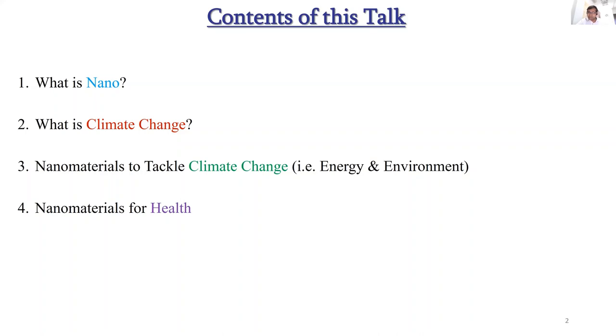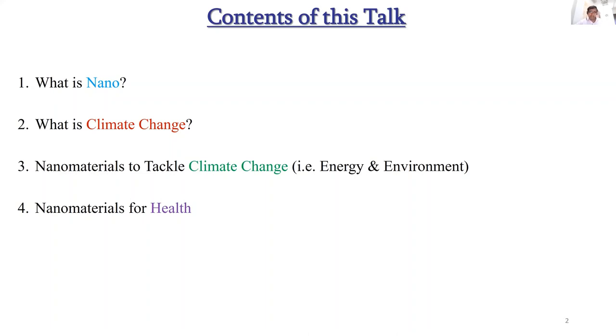Then I'm going to explain climate change, the basic science behind climate change. And then I will try to connect nanomaterials or nanotechnology with climate change and see how one can use nanotechnology to tackle it. And at the end, I will also try to connect nanomaterials with health, with the viruses. How do I fight the viruses using nanomaterials?